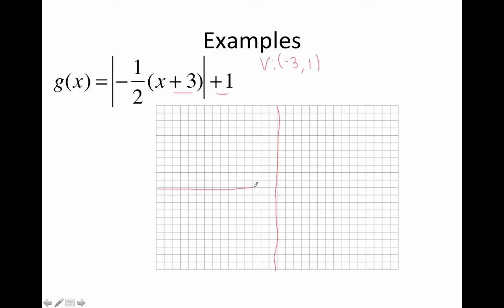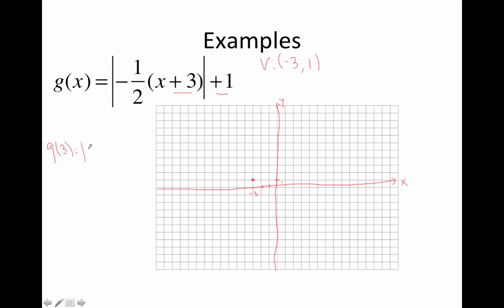Let me get my axes. Sorry, I'm having a really hard time drawing straight lines with my tablet tonight. All right, so we'll go to negative 3, negative 1, negative 2, negative 3, up to positive 1. So there's my vertex point. So I'll pick something a little bit bigger than negative 3. Why don't I pick 3?